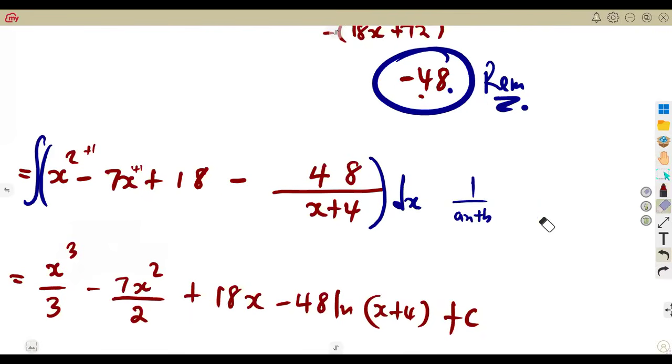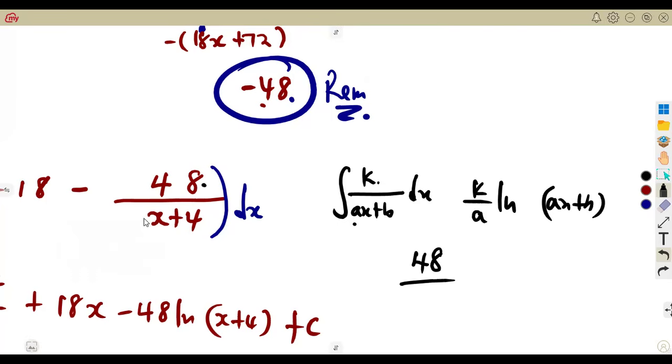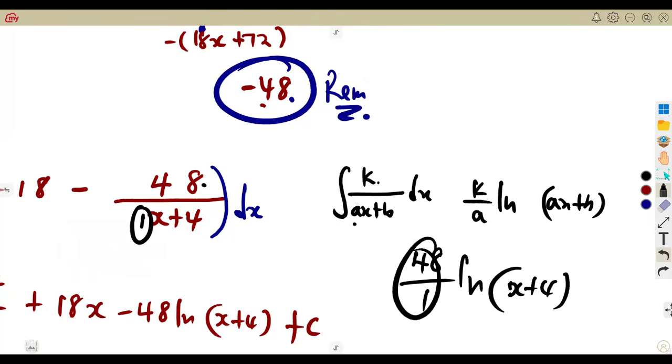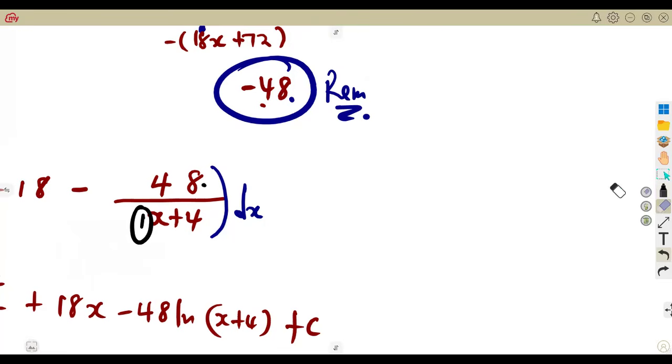If you are given the integral of this nature, k over ax plus b with respect to x, you're integrating this type of equation. It's going to be k over a, the ln of ax plus b. So in this case, our k is 48, so it was going to be 48 over a. The coefficient of x is just a 1. So as you can see, that is why we just remained with the 48. There was no effect there, k over a. So that is how you integrate this type of a question.